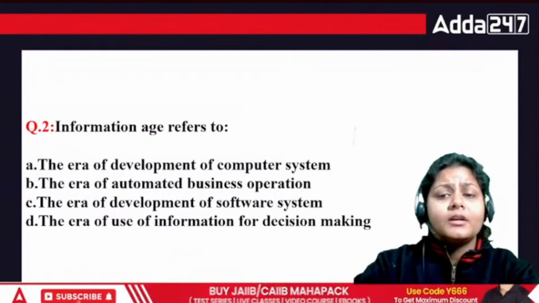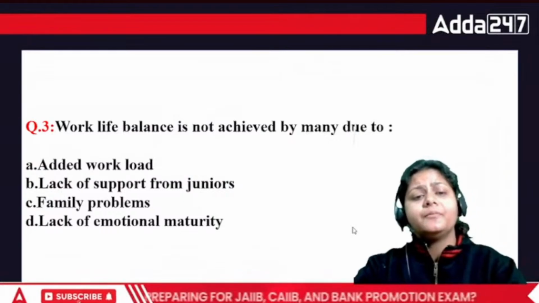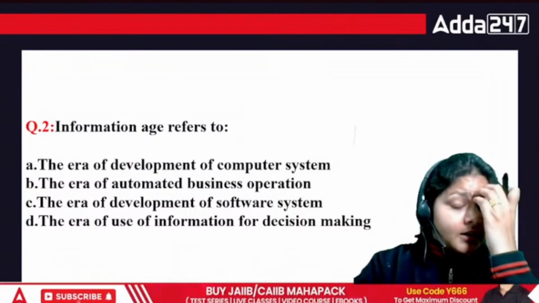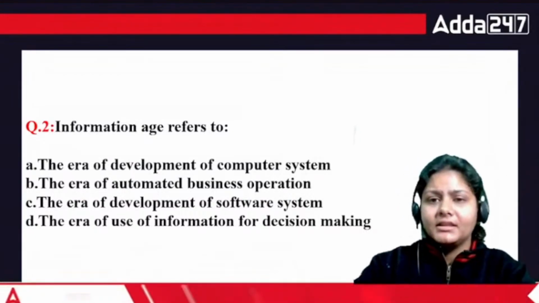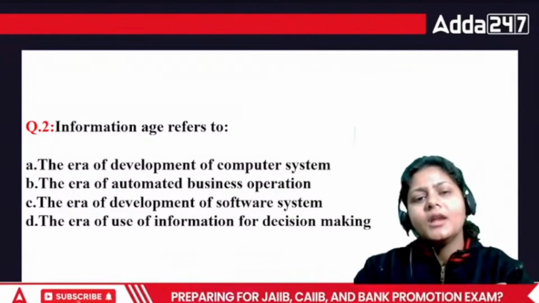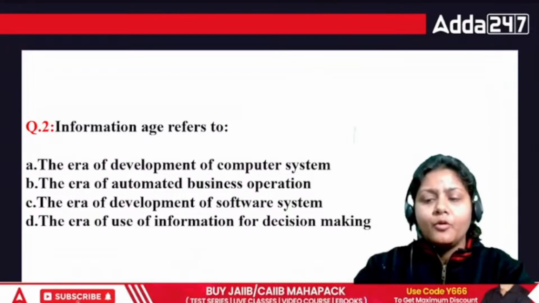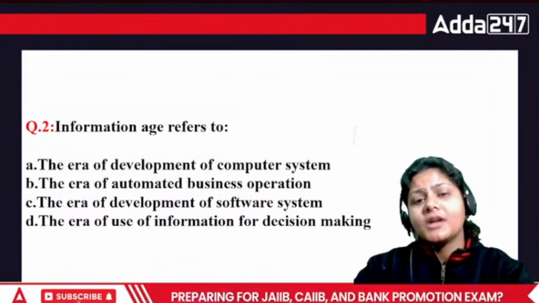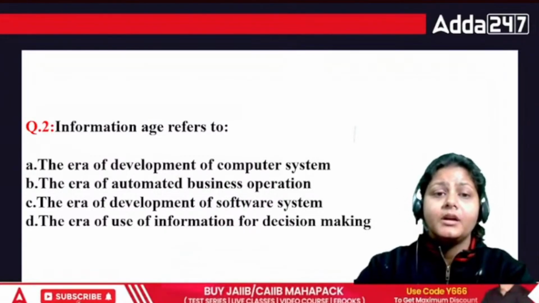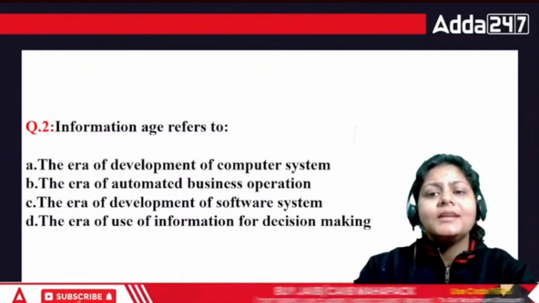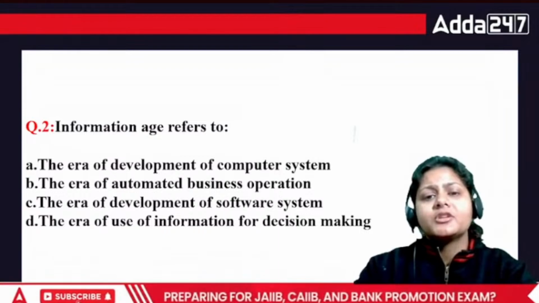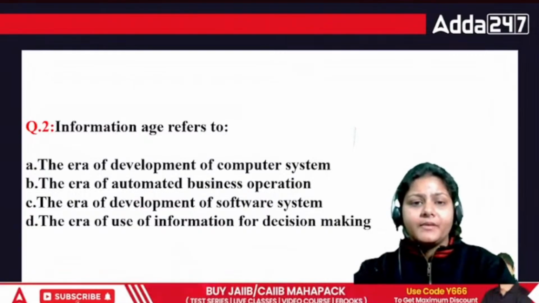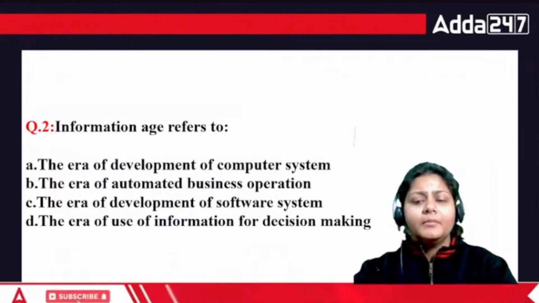Okay, the answer is D. D option is the right answer, right? This question belongs to chapter number 16, that is HRM and IT. Last year in the June exam there were approximately 4 to 5 questions from the HRM and IT chapter, right? This question was asked related to the information age. Information age is about how information technology will help you when you are doing any decision making. So the answer here is D, the era of use of information for decision making.